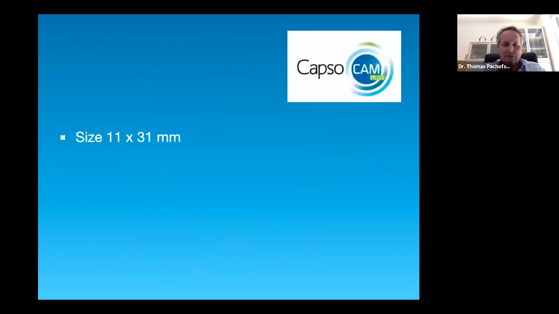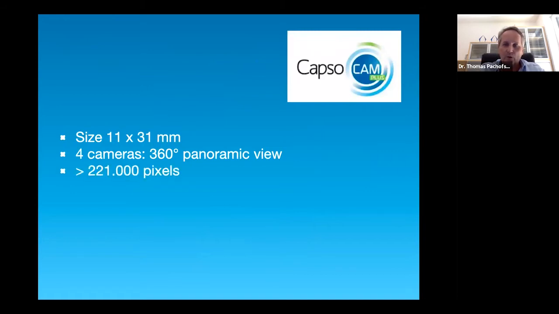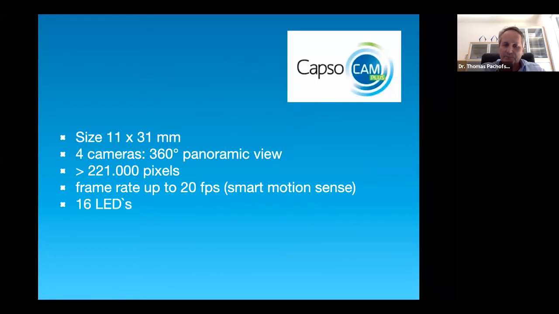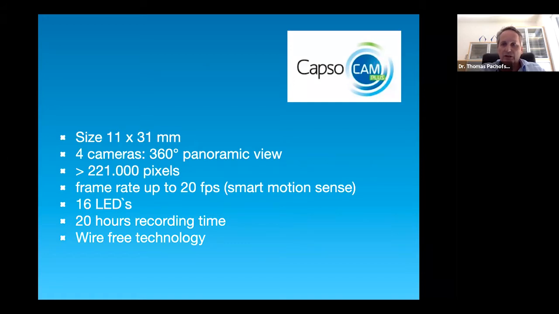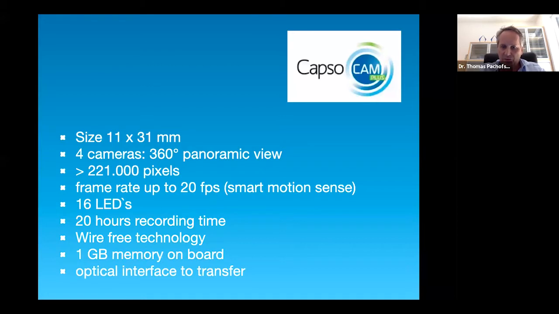We have a size of 11 by 31 millimeters, four cameras, so we have a 360 degree panoramic view. We have more than 220,000 pixels, a frame rate up to 20 frames per second, 16 LEDs so we can see everything well, 20 hours recording time, totally wire-free technology, everything is stored on board on a 1 gigabyte memory, and we have an optical interface to transfer the data to our CapsoAccess. I will show you this after.